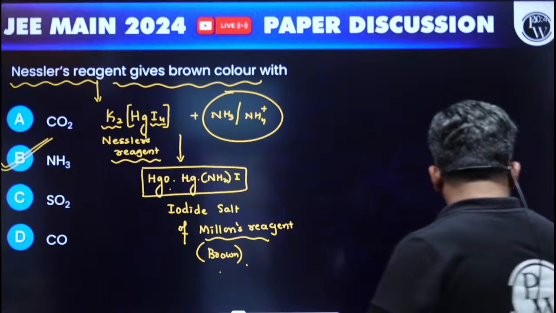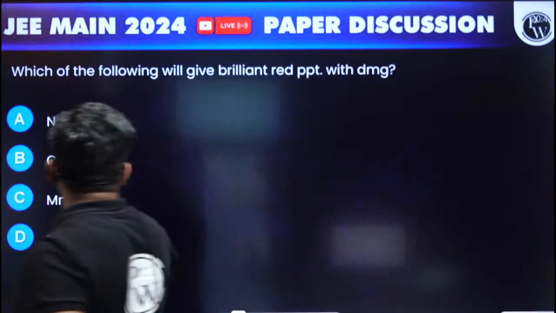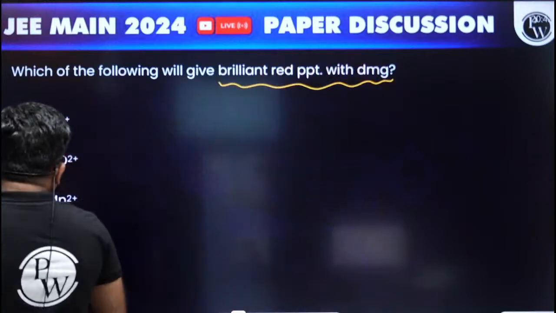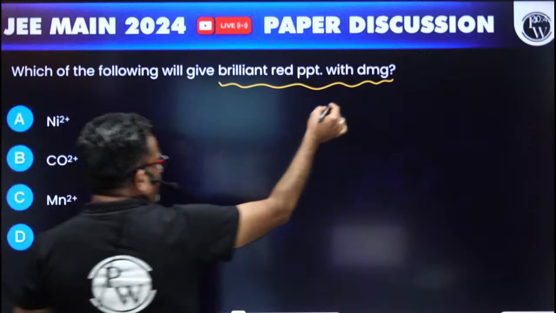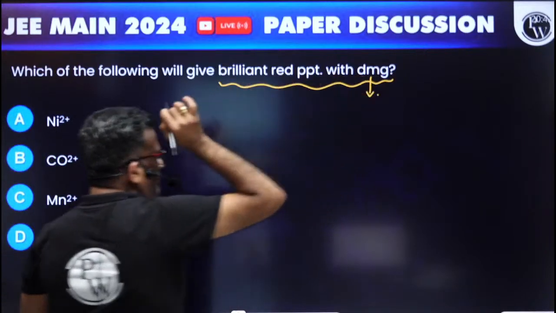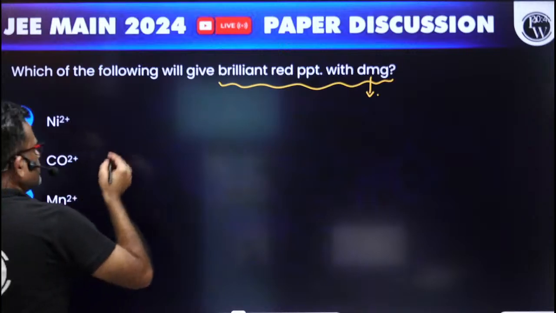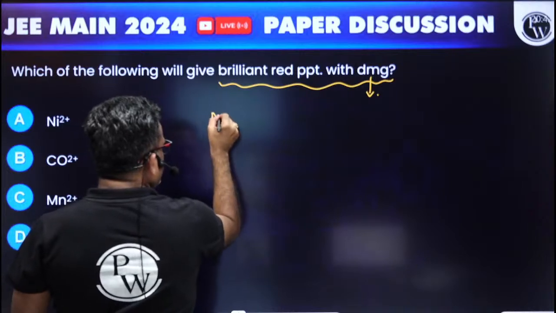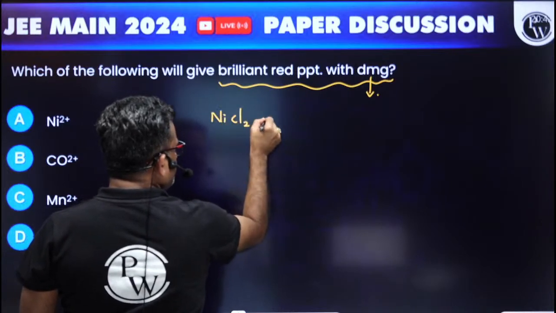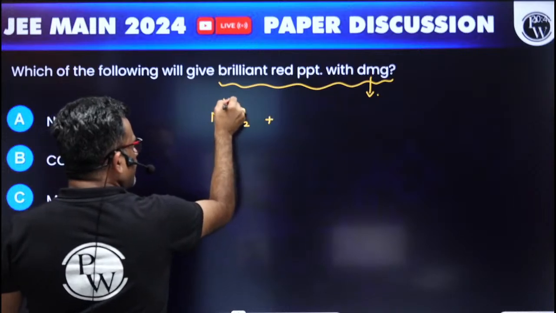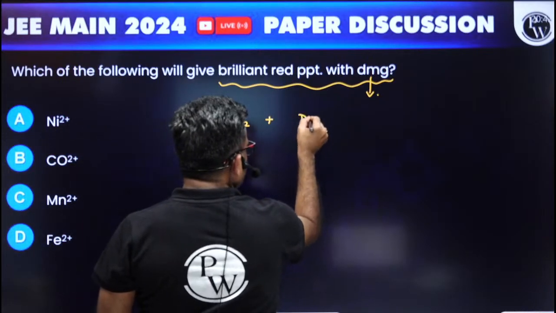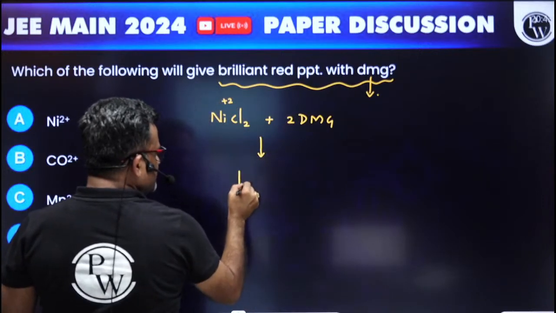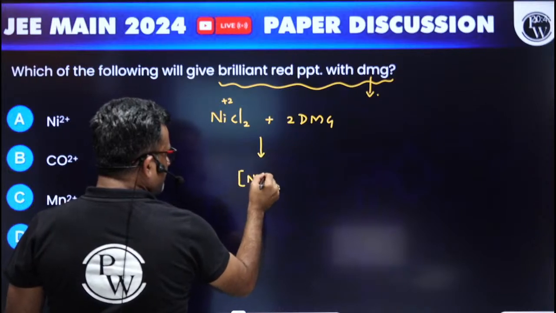Okay, right. Next, which of the following will give you a brilliant red precipitate with dimethyl glyoxime? Dimethyl glyoxime is a bidentate ligand. Yes or no? Right. So here you need to understand that dimethyl glyoxime is used to check the presence of nickel +2, or nickel ion. If you take 2 dimethyl glyoxime molecules, this nickel is going to form a complex compound with that.